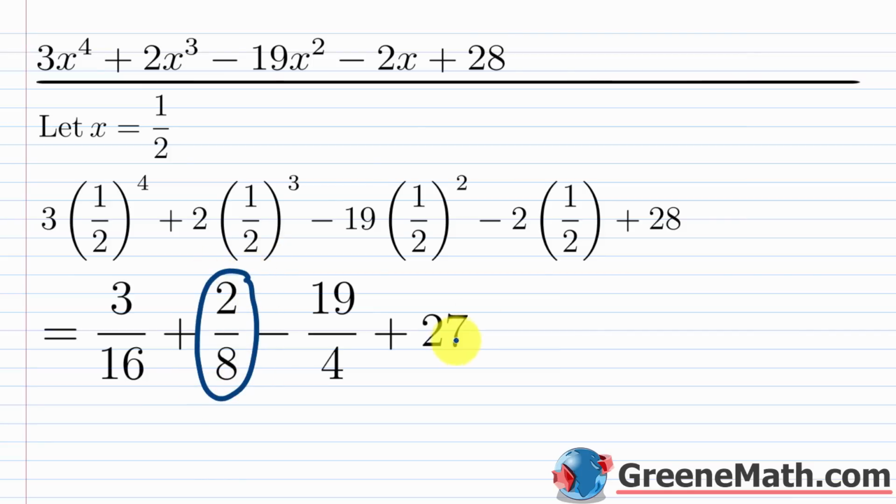The other thing that might be confusing is this right here: this negative 2 times a half is negative 1. So negative 1 plus 28 is 27. So that's where this is coming from, that plus 27. Okay, everything else should be straightforward for you.